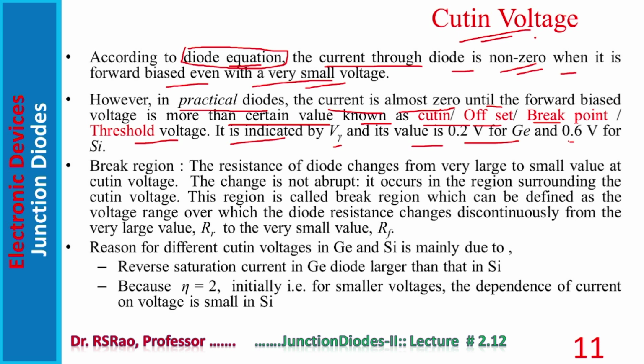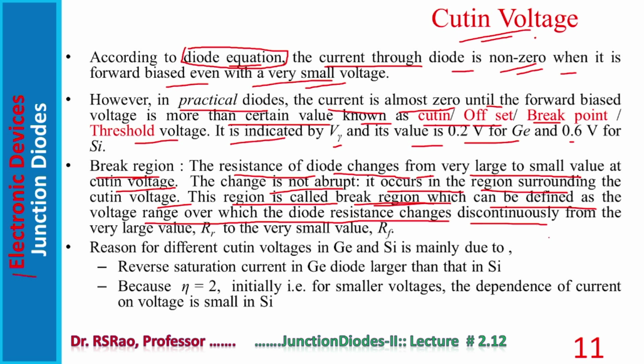These are approximate values. Another term also requires to be introduced to you. This is the appropriate time to introduce the term break region. What is break region? The resistance of the diode changes from a very large to a small value at cut-in voltage. The change is not abrupt, it occurs in the region surrounding the cut-in voltage. This region is called break region, which can be defined as the voltage range over which the diode resistance changes discontinuously from a very large RR to a very small value RF.